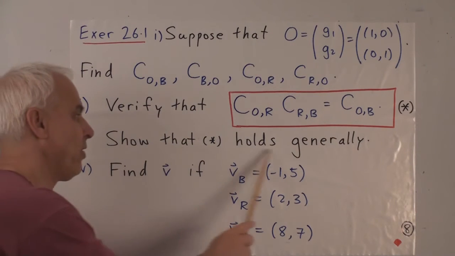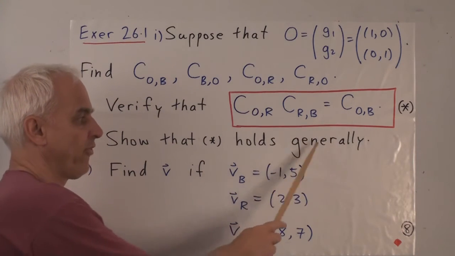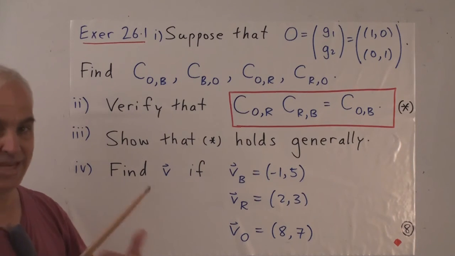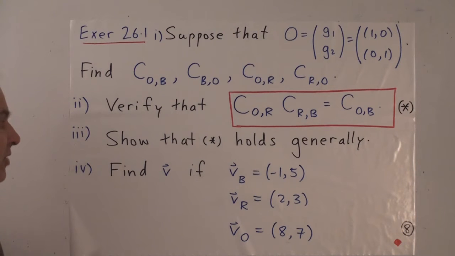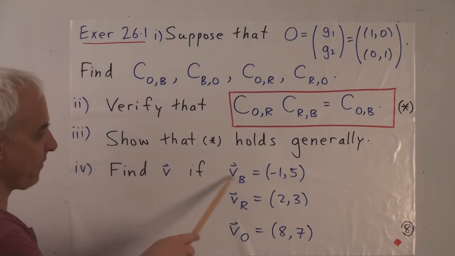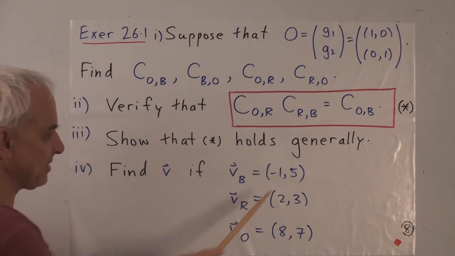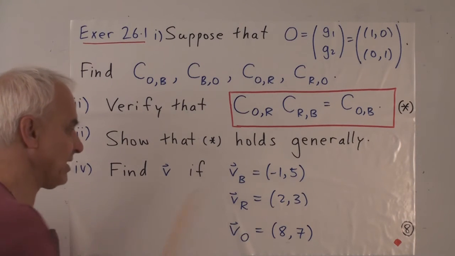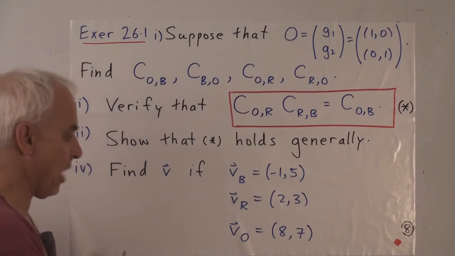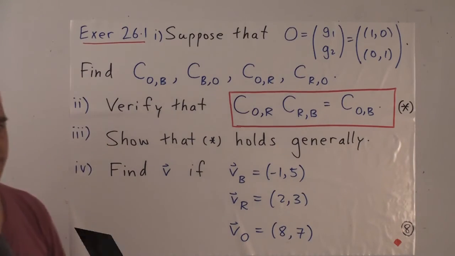And then you can explain why this kind of equation holds more generally, not just for these three particular bases. And here, just an exercise: find the vector v if we know its coefficient vector in Bob's basis, happens to be that one, or maybe we know its coefficient vector in Rachel's basis, might happen to be that one, or in our basis happens to be that one.